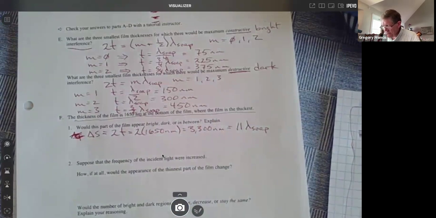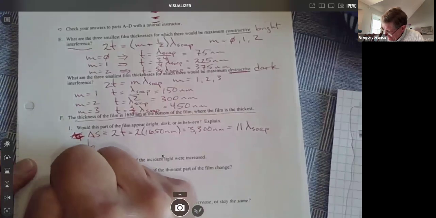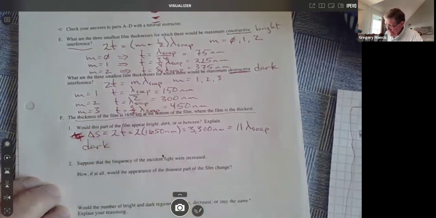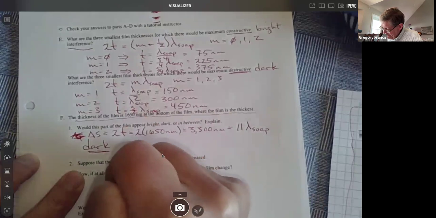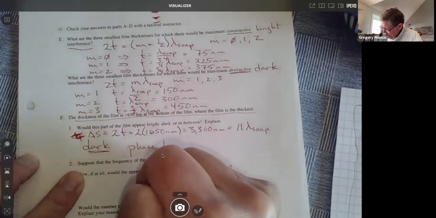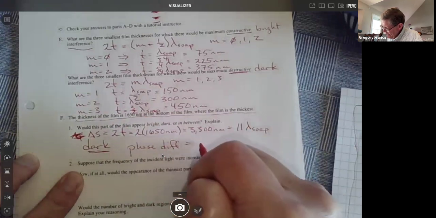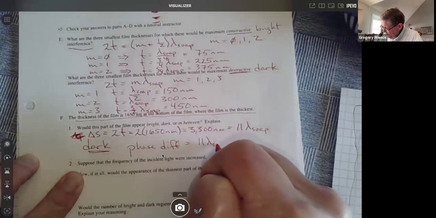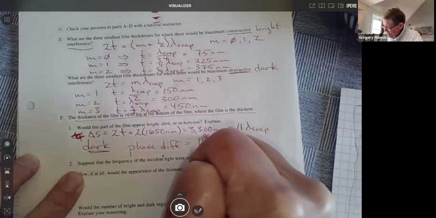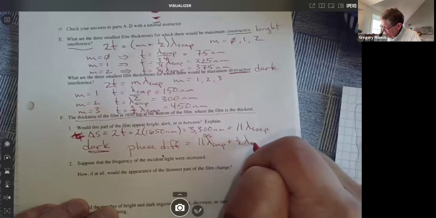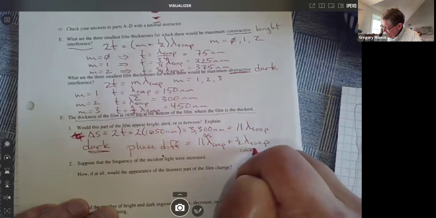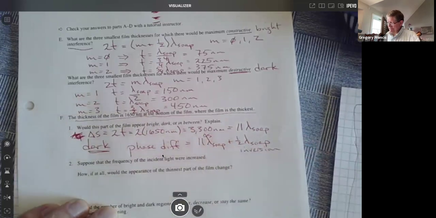But we do have that flippage on the first boundary, the first surface. And so that means that is going to be a dark region. Okay. So the phase difference would be 11 lambda in the soap due to my path length difference, plus a half wavelength of the soap due to the inversion on the first surface. Okay.